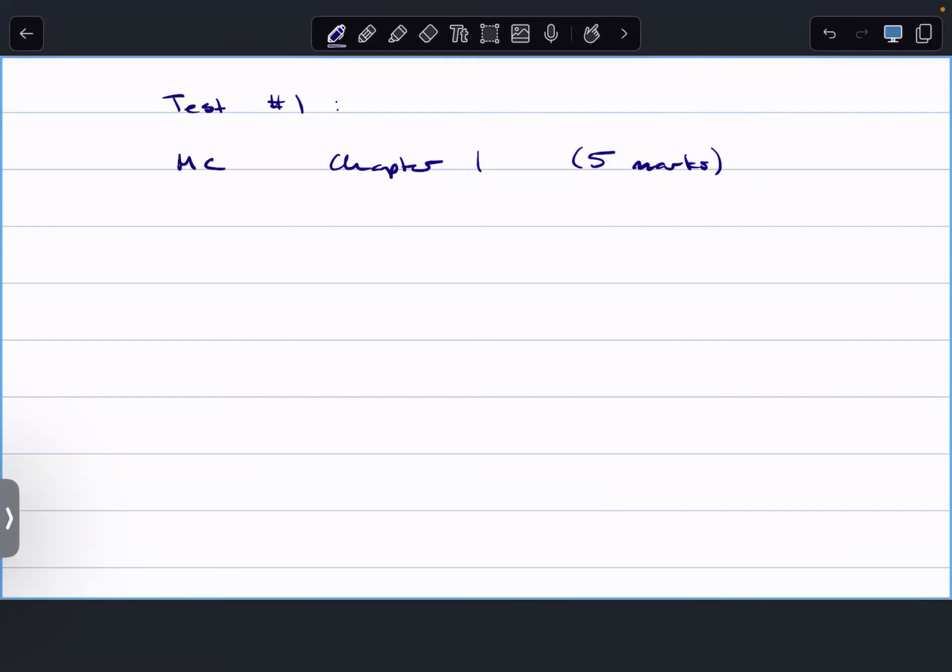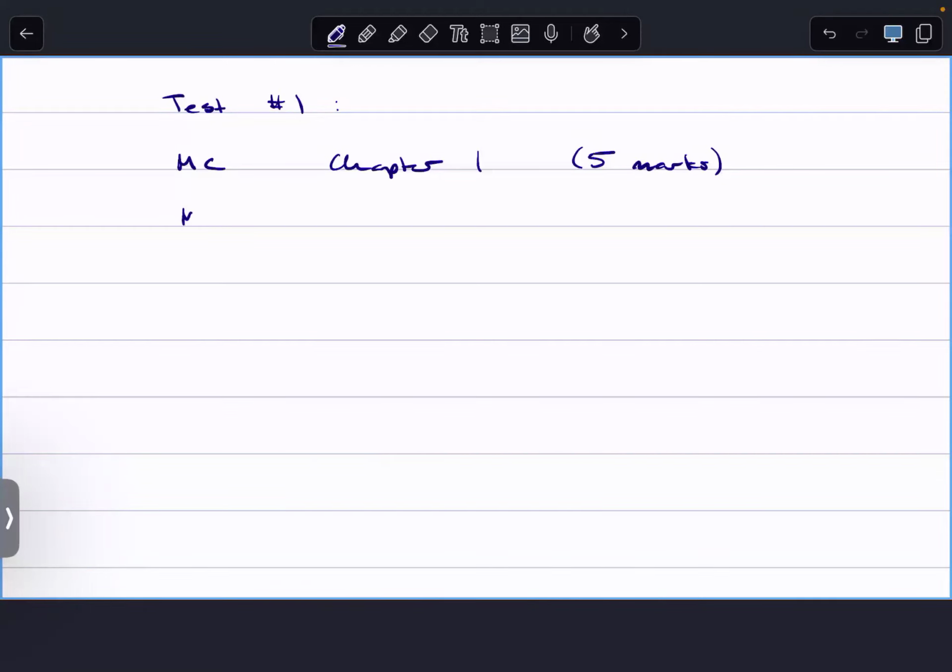Now, how I write my tests is I do them chronologically. So the questions will be in the order that we saw them in class. I find that that's a little bit helpful just to nudge you in the right direction of what am I supposed to do here? Right? Because that's always hard.